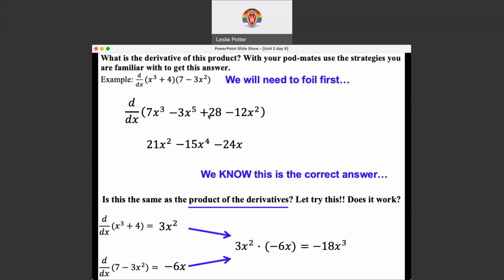This is a viable solution. This is how I would solve it, actually. This is how I would take the derivative. So this is not that. So this is not correct. So we can't just take the product of the derivatives. We have to do something else.